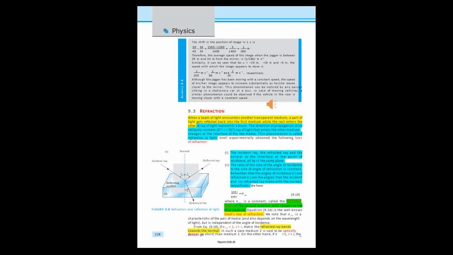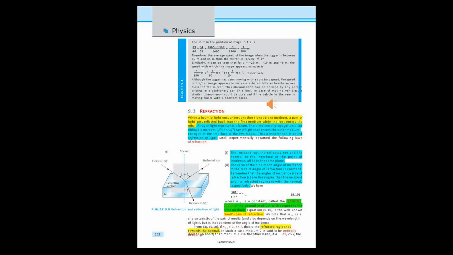We have the equation 9.10 where n21 is a constant, called the refractive index of the second medium with respect to the first medium. Equation 9.10 is the well-known Snell's law of refraction. We note that n21 is a characteristic of the pair of media, and also depends on the wavelength of light, but is independent of the angle of incidence.